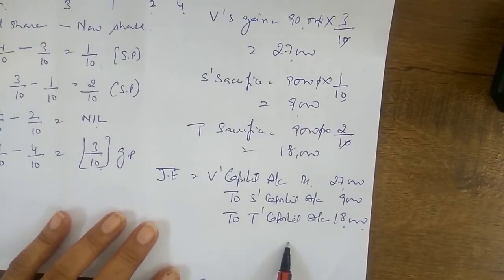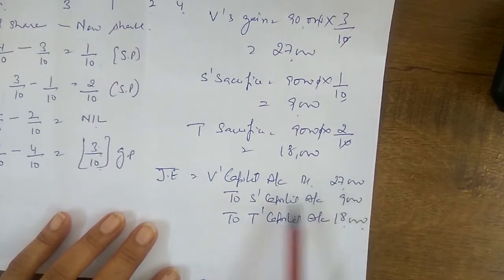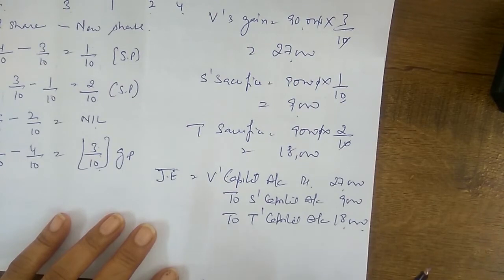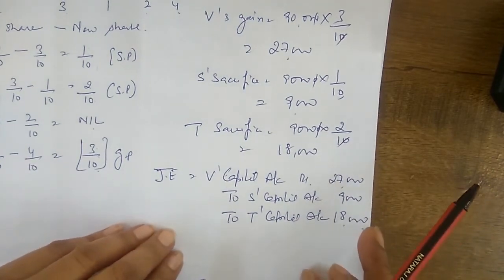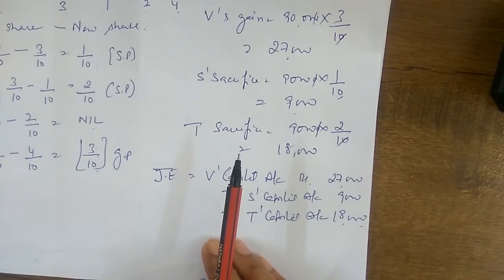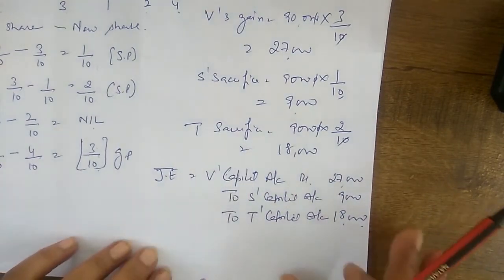With this we have put the entry: V's capital account debited 27,000 to S capital account, to T capital account. Every question has this concept. तो आपके step marking है, बड़े आराम से आप इन चीज़ों के marks ले सकते हैं. क्लियर है बच्चे? Now we will proceed with the next, that is making of revaluation account as it is given in the statement, कि we need to make the revaluation account.